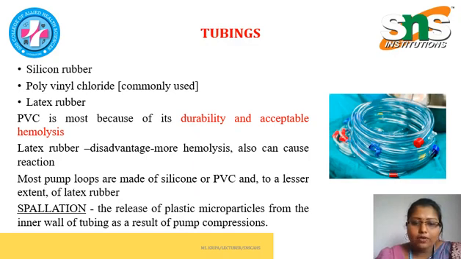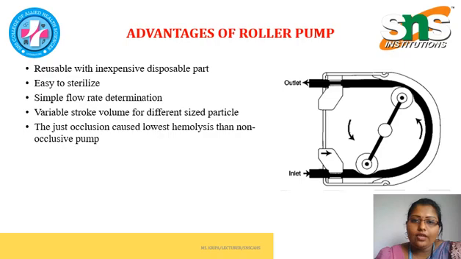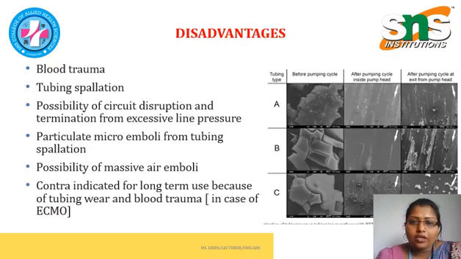Spallation is the release of plastic microparticles from the inner wall of the tubing as a result of pump compressions. Advantages of roller pump: reusable with inexpensive disposable part, easy to sterilize, simple flow rate determination, variable stroke volume for different size patients, just occlusion lowers hemolysis compared to non-occlusive pump.